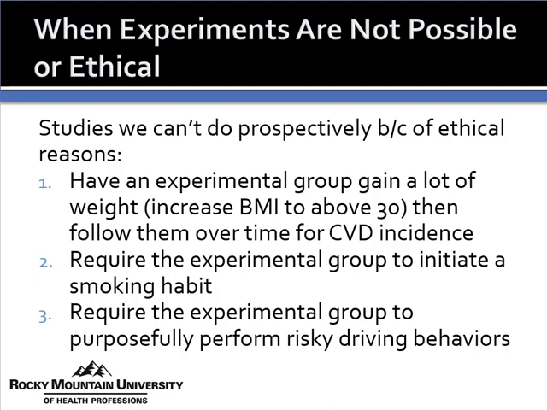There are times, though, when prospective cohort studies, even though they would be considered the gold standard, are not possible or ethical. For example, for ethical reasons, we could not do the following types of studies. We could not have an experimental group gain a lot of weight and then follow them over time to see if they develop cardiovascular disease. We couldn't require an experimental group to initiate a smoking habit. And we could not require those in an experimental group to purposefully perform risky driving behaviors.